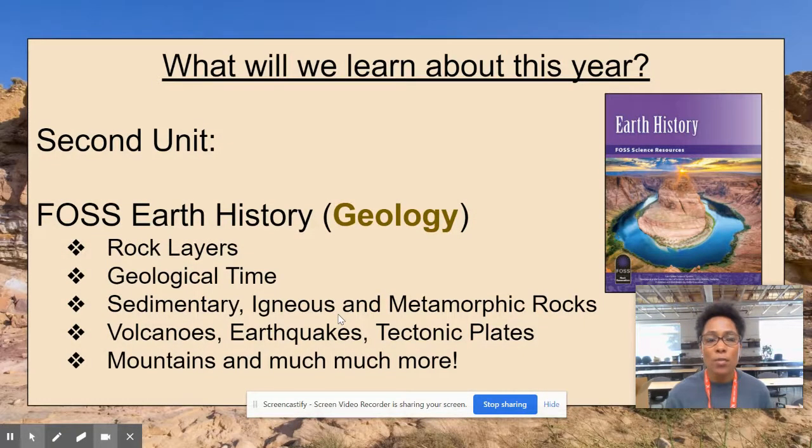Our second unit, starting right around February, right around that second semester, will be Earth history, which is our geology unit. So rock layers, geological time, all the 3 different types of rocks, the rock cycle. They love volcanoes, earthquakes, and tectonic plates. We have a Pacific Northwest focus since we have all of those things here with us. So hopefully they're going to be teaching you a little bit about our local area.